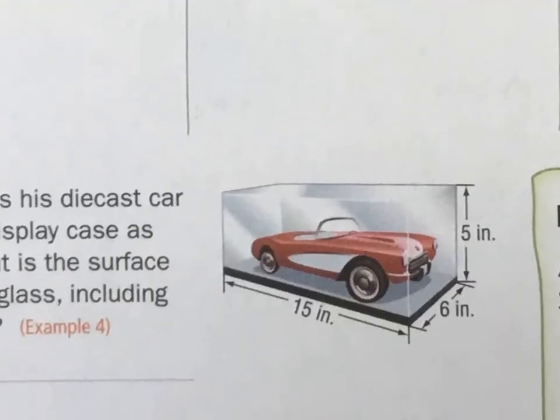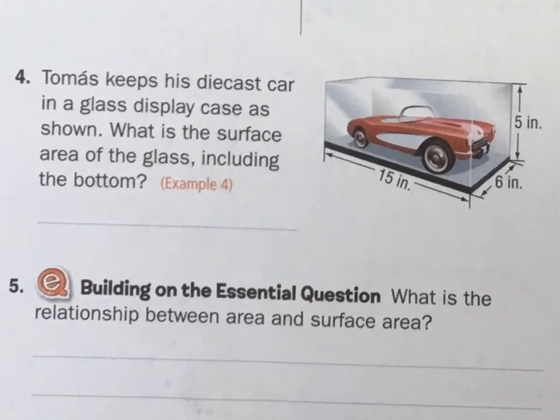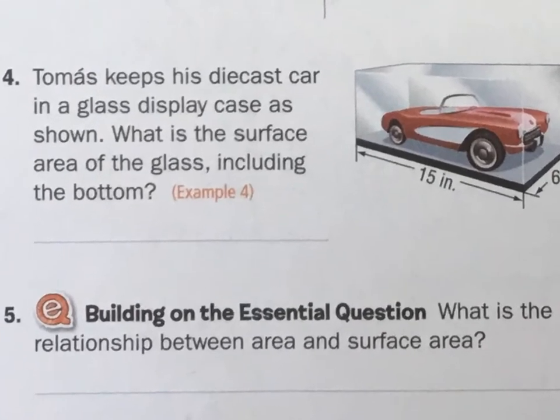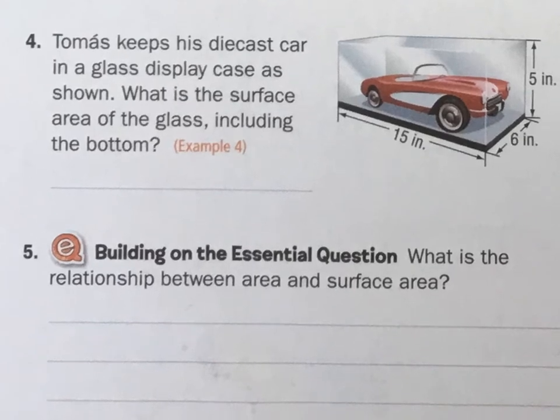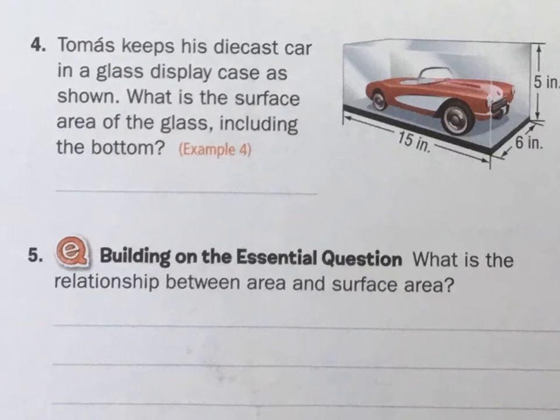Okay. Number 4. Tomas keeps his die-cast car in a glass display case which is shown. What's the surface area of the glass, including the bottom? So all the areas. Okay. So it's going to be 2. Surface area equals 2 times length times height plus 2 times length times width plus 2 times height times width.